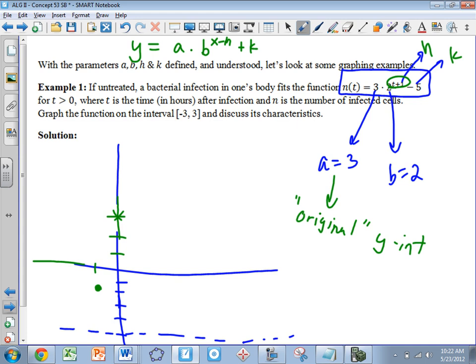Remember the parent function for parabola was this, and it looks like the vertex is at the origin. But when we translated it, that vertex would move. So we're doing the exact same thing again.